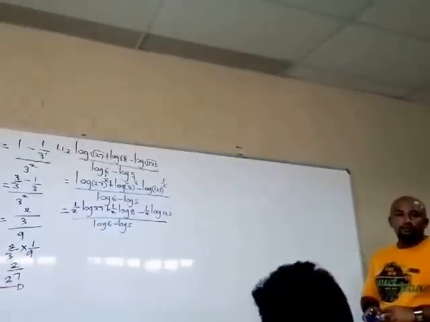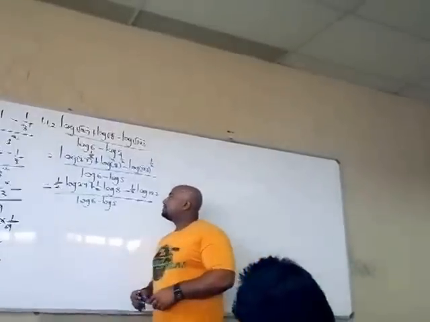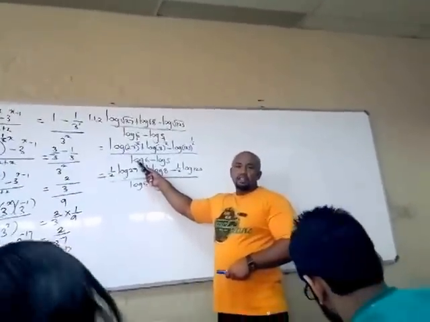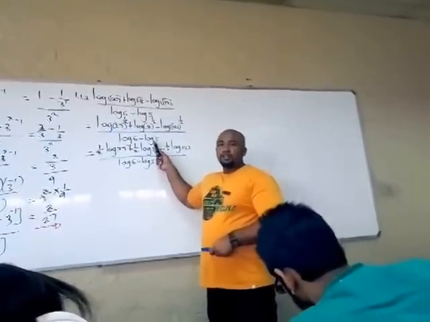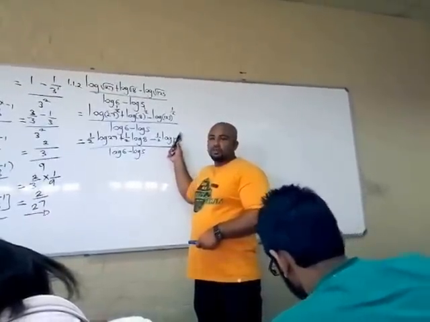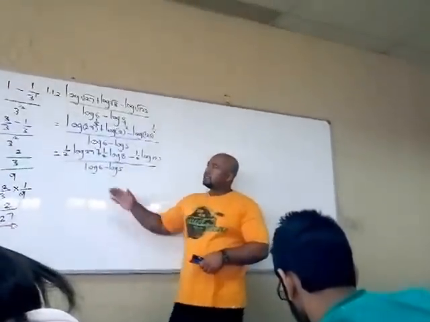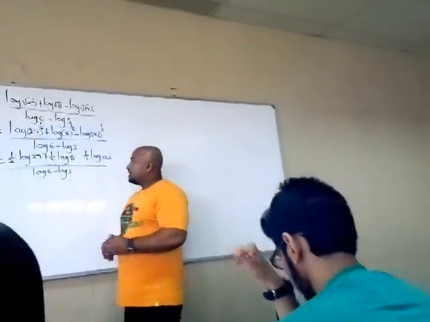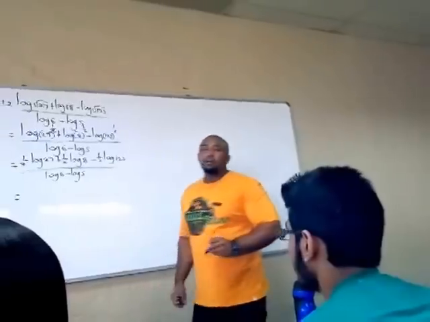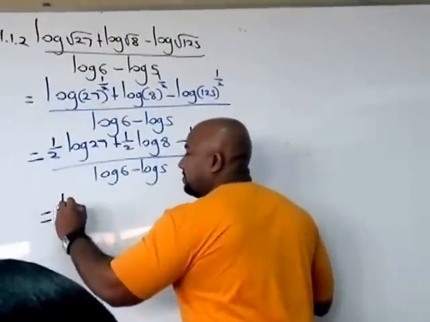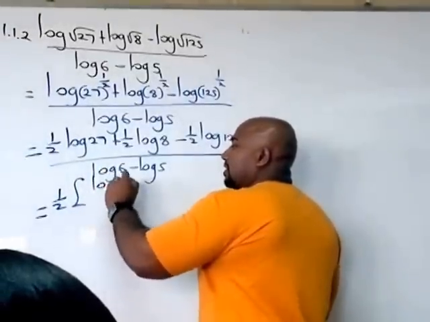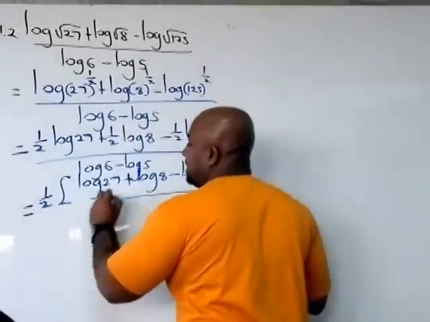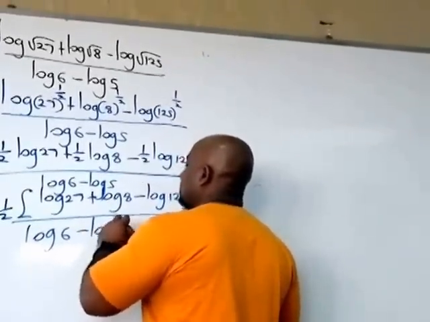What can we do now? If you look at 27 now can be written as 3 cubed. 8 will be 2 to the power 3. 125 will be 5 cubed. Right. But then, if we do that, we will still have to bring down our exponent anyway. Okay. So now let's try it in a different way. If I take out a common factor there of half, what am I left with now? Log 27 plus log 8 minus log 125, all divided by log 6 minus log 5.